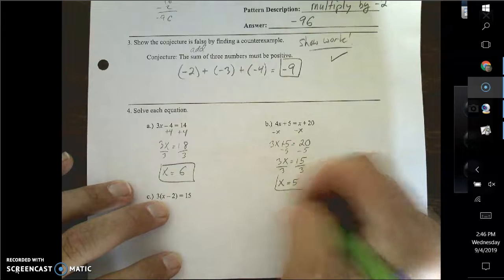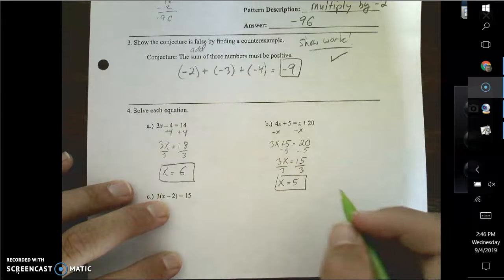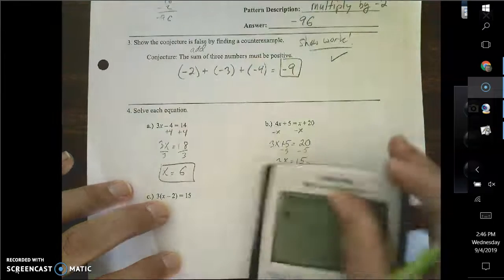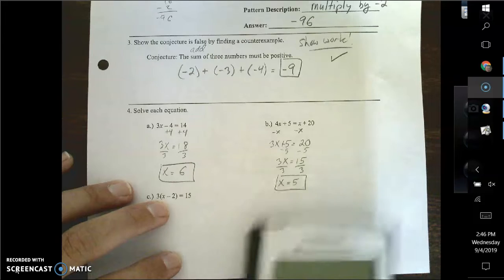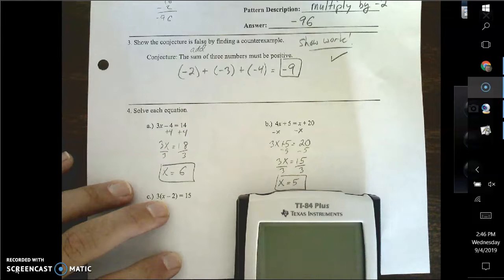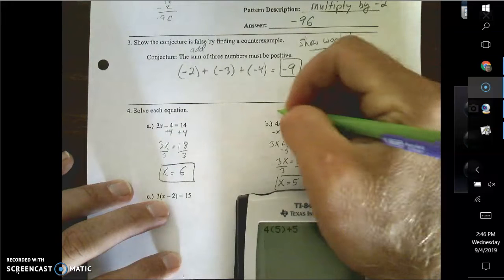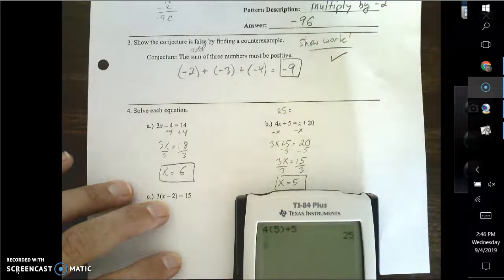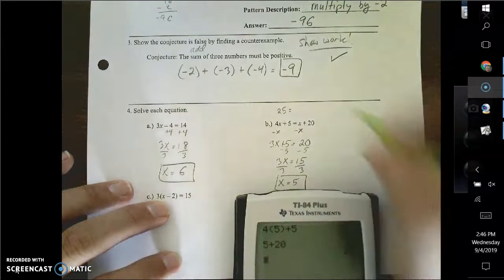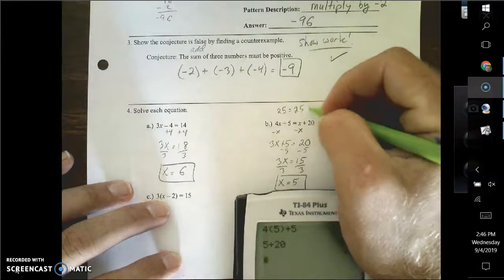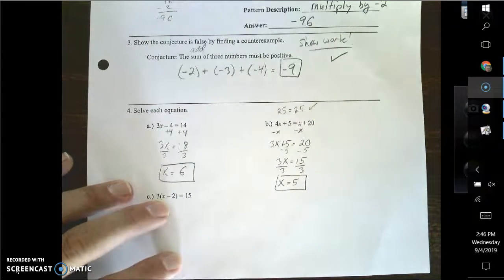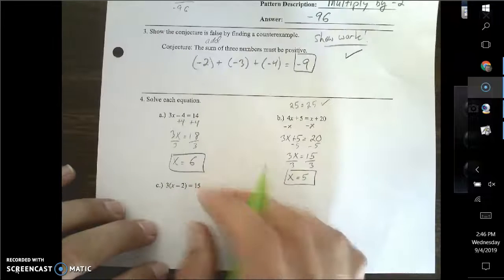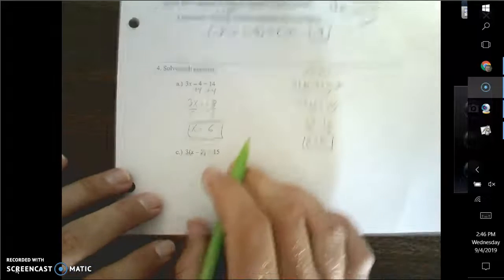X equals 5. Okay. This one's a little bit tougher to check on my graphing calculator. On my left-hand side, I have 4x plus 5. So we're looking at 4 parentheses 5 plus 5. So my left side equals 25. And then over here, if I do 5 plus 20, I'll get 25 as well. So I know I'm good. Okay? It's a good way to check your work. Do you have to check your work? No, you just know you're right.